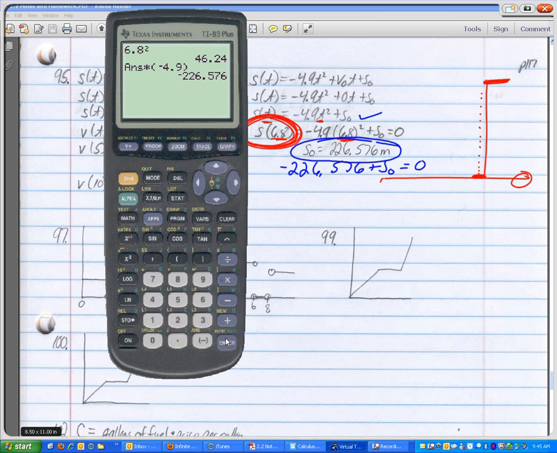And how did I know that was meters? The only way I knew that was meters is that's the formula for meters. The feet one is negative 32 instead of negative 4.9. If you use the feet one, you should get the same height, just in feet.